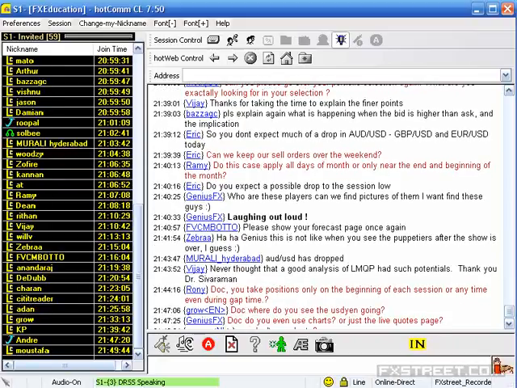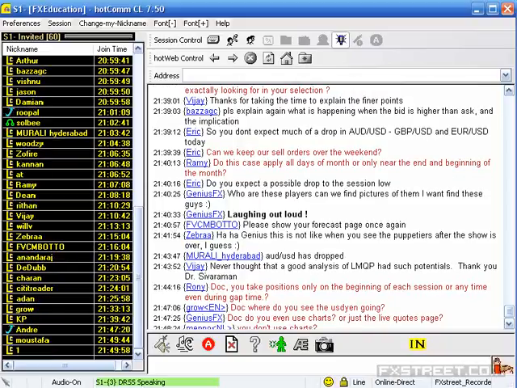Then Bazak, please explain again what is happening when they bid higher than the ask. Okay. In case you suddenly come across a bid that is higher than the ask. Say the euro is currently trading around 42.43, 42.45. Suddenly they may show 42.55 as a bid, and 42.45 will remain as such.